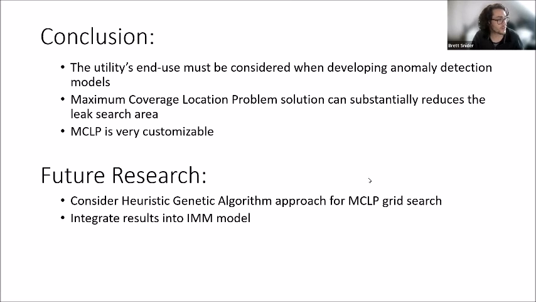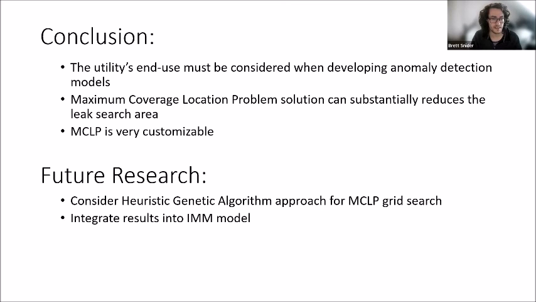I think there's a variety of future research with this kind of model. One thing that we're considering is looking at a heuristic genetic algorithm to help improve the maximum coverage location problem grid search. As was mentioned before, if we have a very, very large grid search, it has to search through every single one of those grids or center points to see if that's the ideal search area. And so if we use a genetic algorithm here, we can reduce that computational time and hopefully improve the accuracy as well.